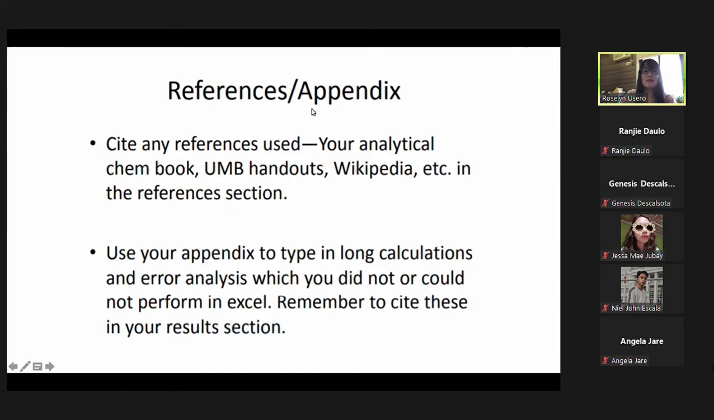Next, appendix references. Cite any references used. Okay? Next, use your appendix to type in long calculations and error analysis which you did not or could not perform in Excel. Remember to cite this in your result section.